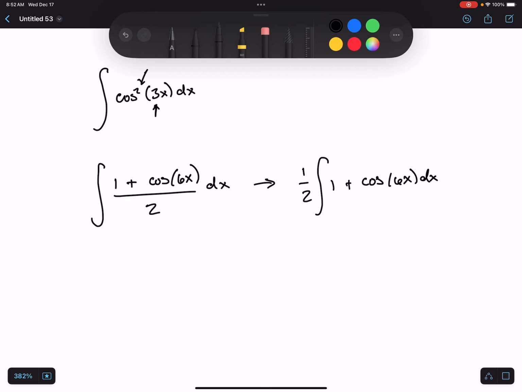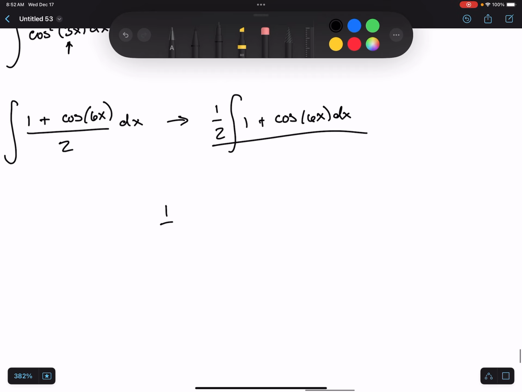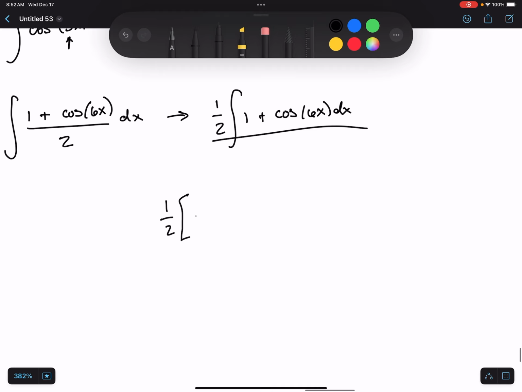And now we can just integrate. And so to do that, we'll leave the 1/2 out front, and we'll multiply it by the integration. And when we integrate 1 with respect to x, we are given x. When we integrate cosine 6x with respect to x, we get plus sine 6x over 6. And then we can close the brackets. And because this is an indefinite integral with no limits, we can add a constant at the end.